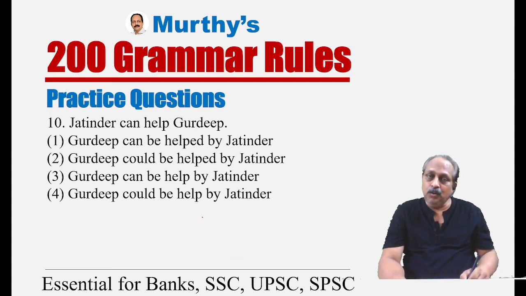Jatinder can help Gurdeep. Helping verb. How do you change? Gurdeep becomes a subject. Then you have to use a helping verb, be, and the verb past participle form. You can help him, he can be helped. You can do that, that can be done. Same pattern, all the helping verbs. Gurdeep can be helped by Jatinder. Hold this one. You cannot change the verb can. You cannot use could. Can be helped.